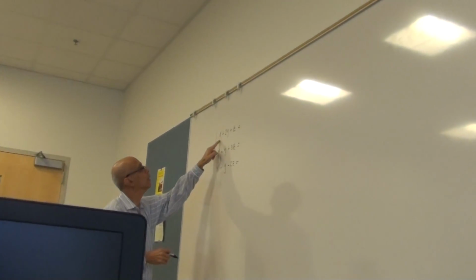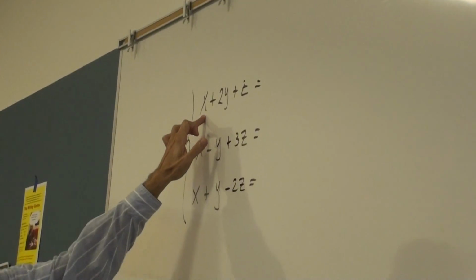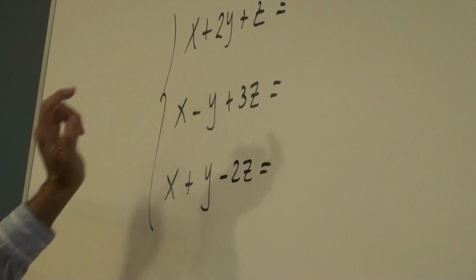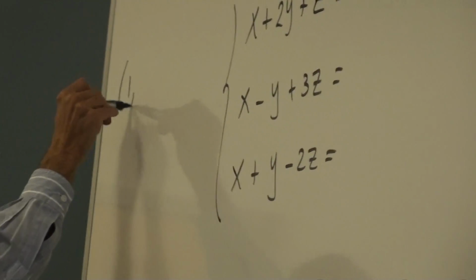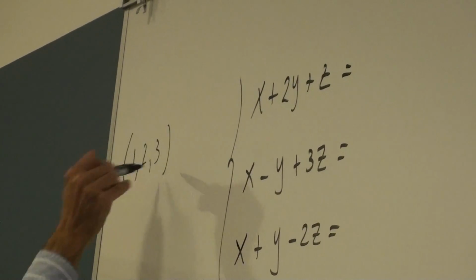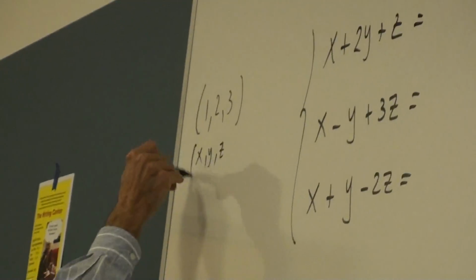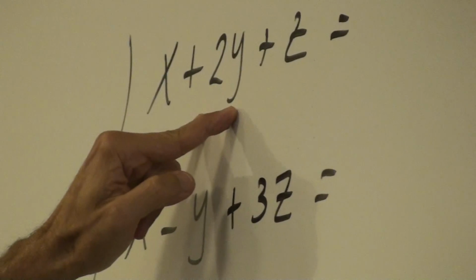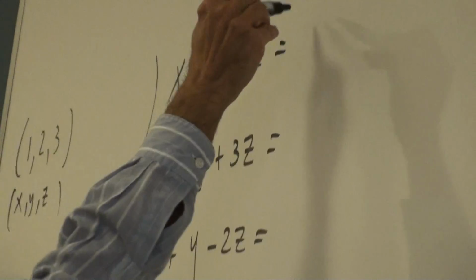So let me see. How do we create this? Now I give values for x, y, and z, and I'm going to enter the value here. Let's say the solution that we're looking for is 1, 2, 3. So that means x is 1, y is 2, and z is 3. So if x is 1, this 2 is going to be 4, 4 and 3, 7, and 1, 8.